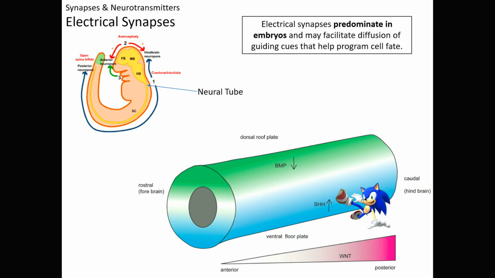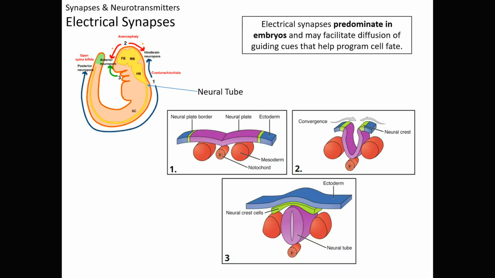In any case, what this figure is trying to highlight for us here is that the BMP, this bone morphogenic protein, is initially produced by, if I go back, the ectoderm.